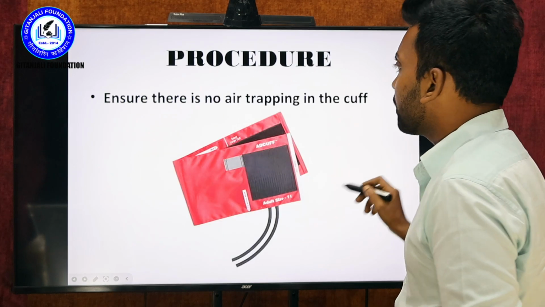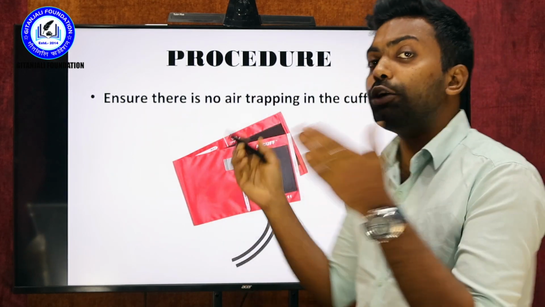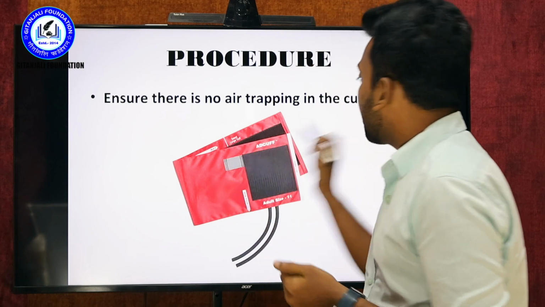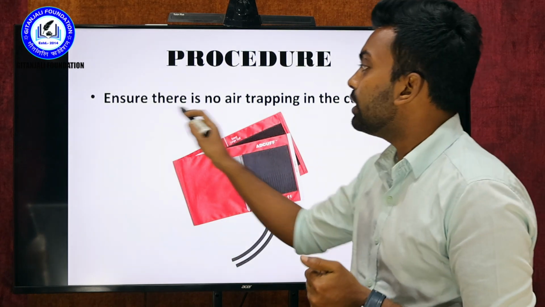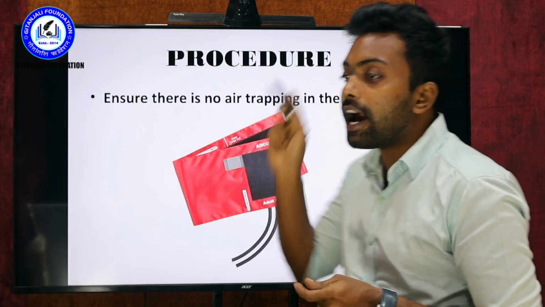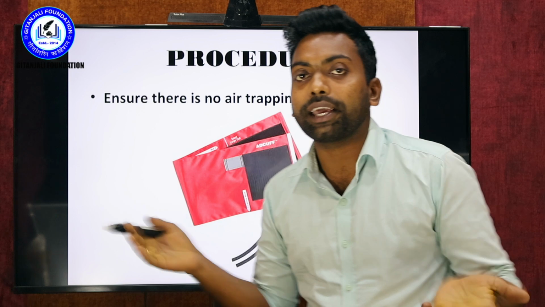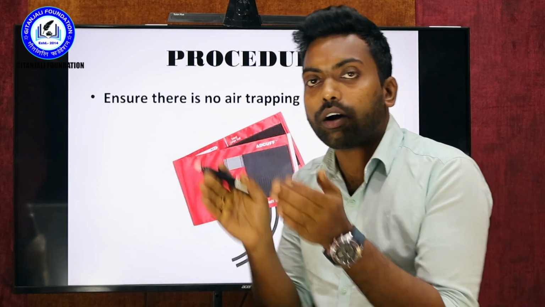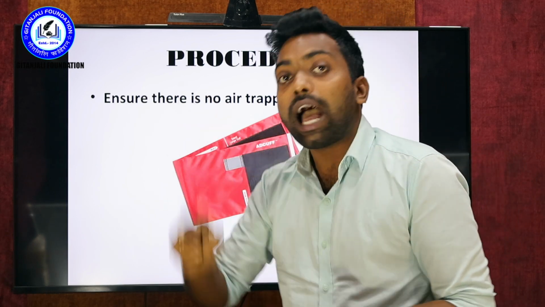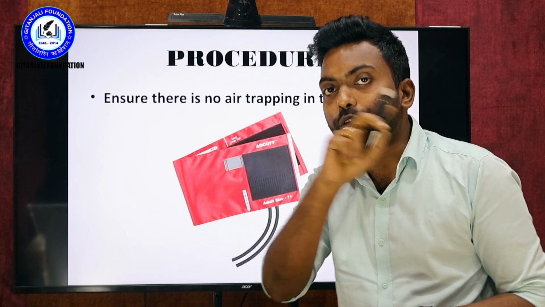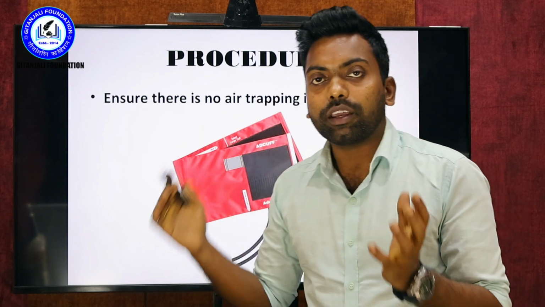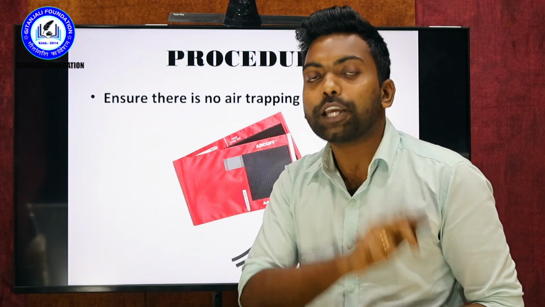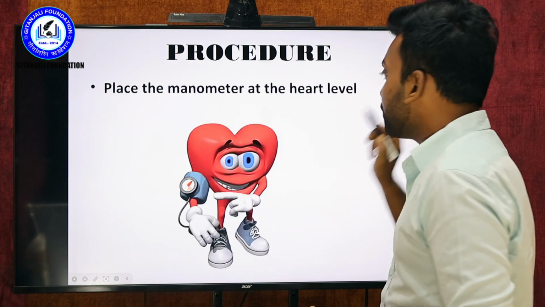And the next one is the procedure. Before starting the procedure, this is called the cuff, which is one of the parts of the sphygmomanometer. Make sure there is no air in the cuff. Why? Because if there is air in the cuff, it will not give accurate data. It will not give an accurate systolic pressure. It will give some error. To prevent error, you must make sure there is no air in the cuff. That is the main thing you must do.